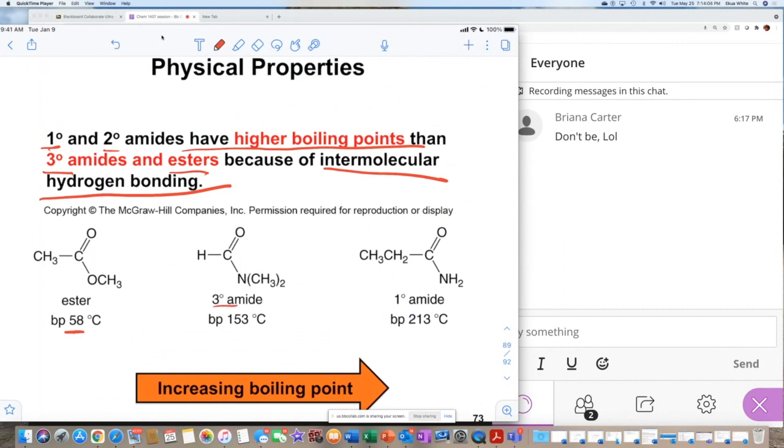This tertiary amide is 153 degrees Celsius. Wow, look at the difference, right? Primary amide, 213 degrees Celsius. Man, this is way hotter than water. Okay, this is a whole different level.